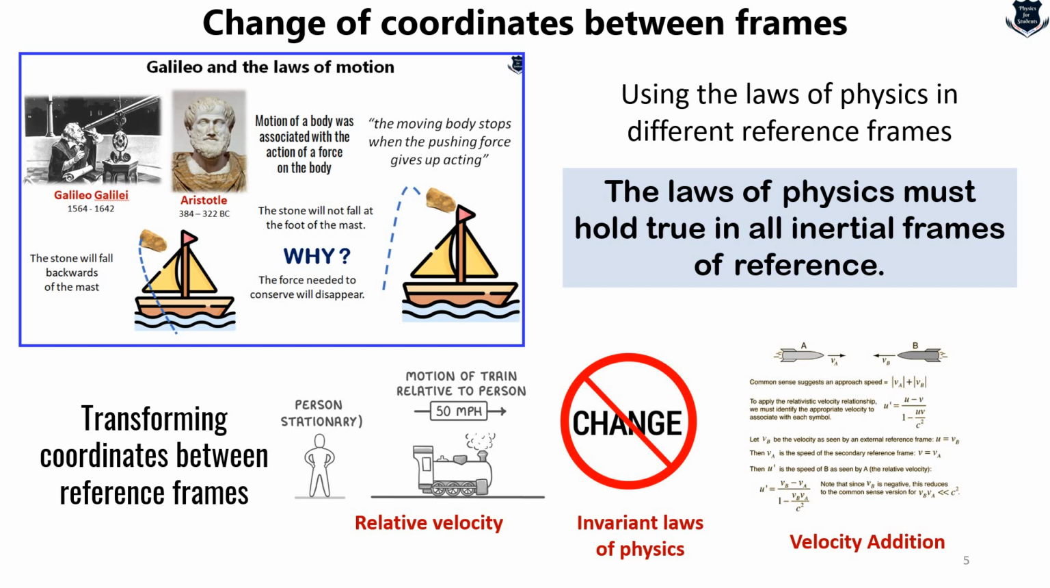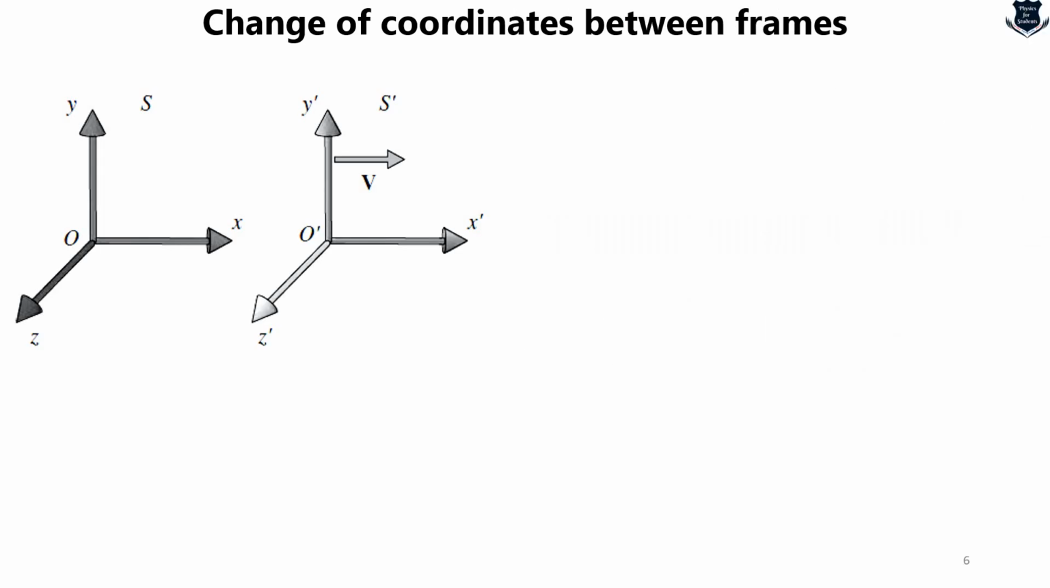So the concept of changing reference frames and transforming coordinates between them sets the stage for more advanced theories like special relativity, where these transformations are modified to account for high-speed motion like the speed of light, which leads to Lorentz transformations.